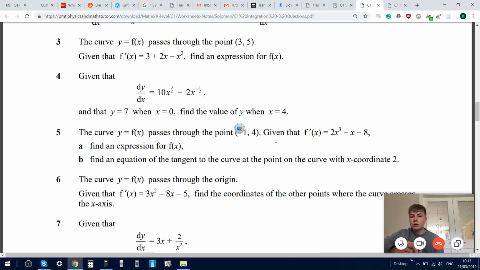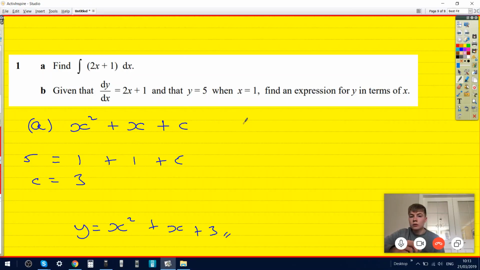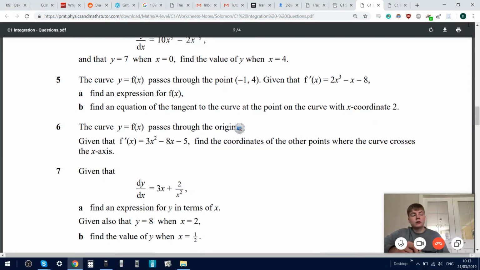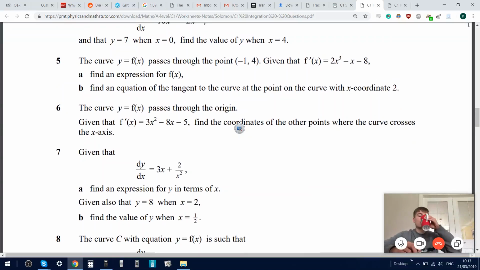Sometimes they say find the value of y when x is 4. So how would you find the value of y when x is 4 for this one? Put x into the equation. Yeah, and so it'll be 4 squared plus 4, and now we have plus 3, and we can find y that way. Okay. So you're actually pretty fine, I think, for the integration bit itself.